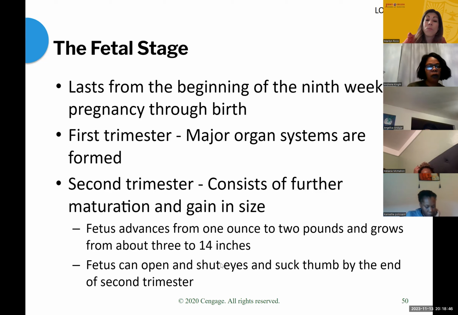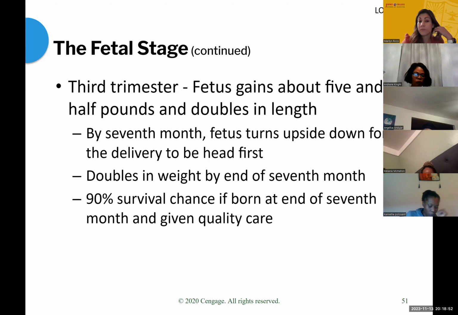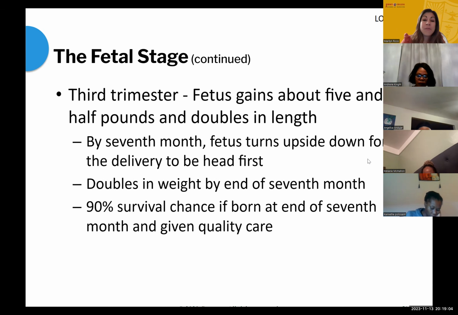And the fetus can open and shut eyes and suck its thumb by the end of the second trimester while in the womb. In the third trimester, the fetus gains about 5.5 pounds and doubles in length. By the 7th month, the fetus turns upside down to be head first for delivery. And it doubles in weight by the end of the 7th month.